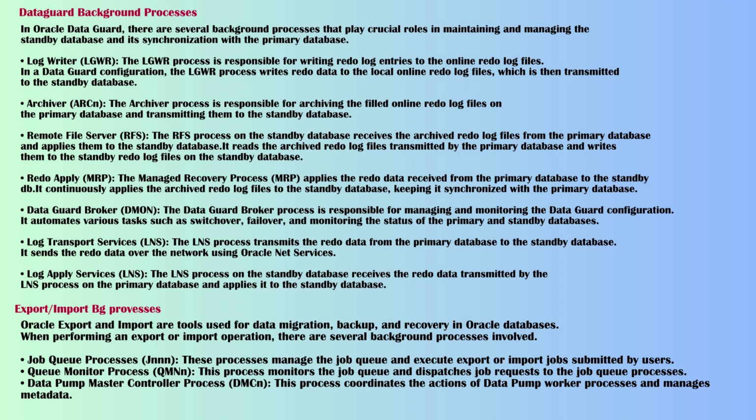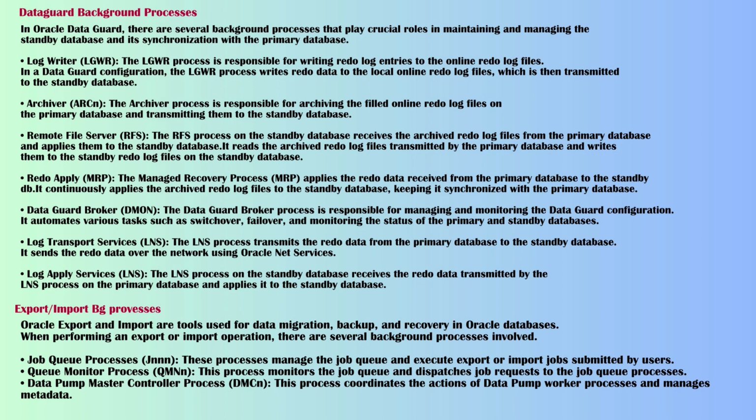Archiver, ARCn. The archiver process is responsible for archiving the filled online redo log files on the primary database and transmitting them to the standby database. Each archiver process is assigned a unique identifier, ARCn, where n represents a number. Remote File Server, RFS. The RFS process on the standby database receives the archived redo log files from the primary database and applies them to the standby database. It reads the archived redo log files transmitted by the primary database and writes them to the standby redo log files on the standby database.